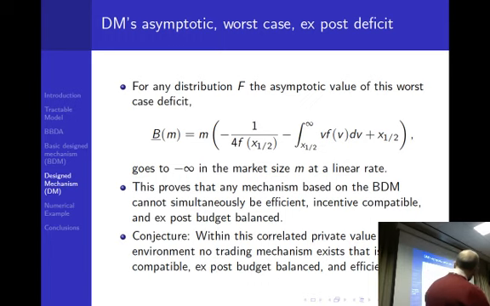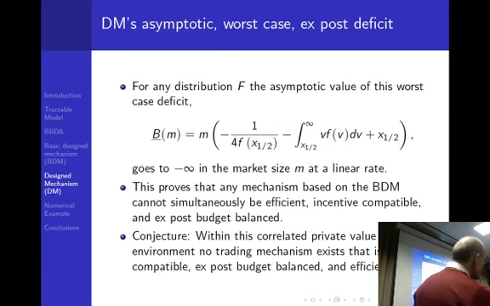Now, this proves, and this is true for any f you pick, where you satisfy some sufficient conditions I haven't talked about. This proves that any mechanism based on the basic design mechanism cannot simultaneously be efficient, incentive compatible, and ex post budget balanced.